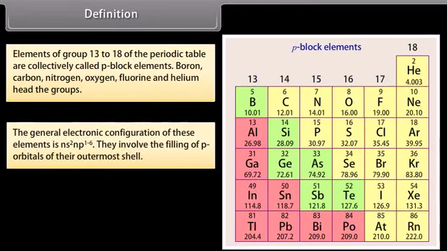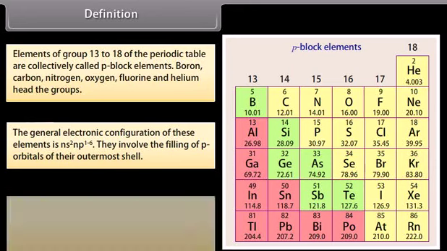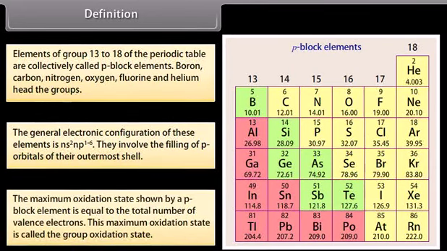The general electronic configuration of these elements is ns2np1-6. They involve the filling of p orbitals of their outermost shell. The maximum oxidation state shown by a P-Block element is equal to the total number of valence electrons. This maximum oxidation state is called the group oxidation state.